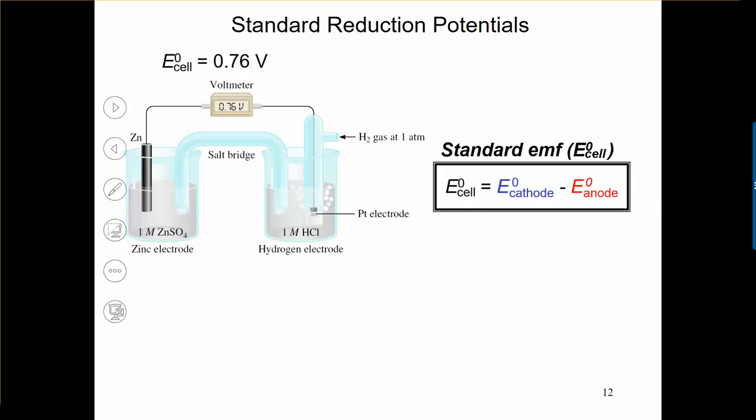All right. Now, this is an important equation right here. E of the cell is equal to E of the cathode minus E of the anode. The cathode is the positive thing. The anode is the negative thing.